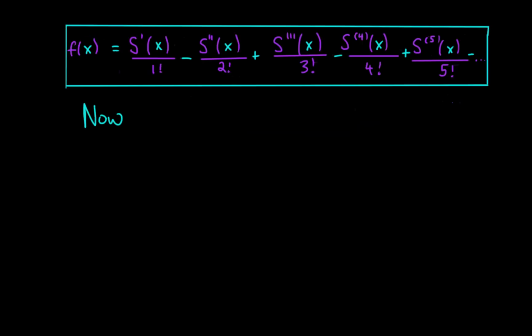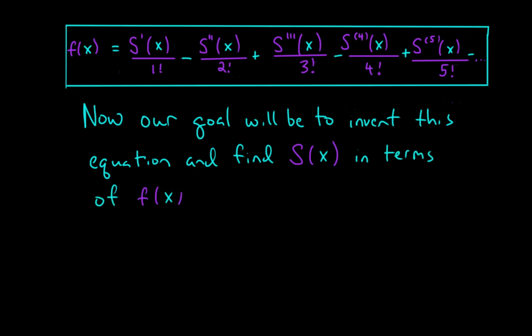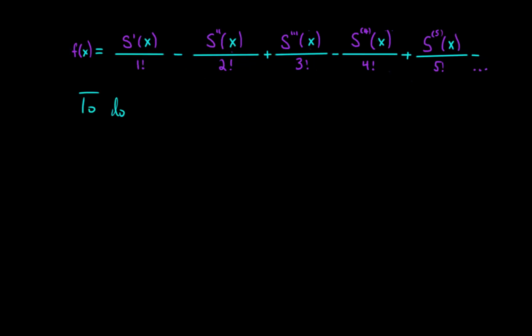Well, that equation is so important that I've put a box around it and put it at the top of the screen. And now our goal for the rest of this video is going to be to invert this equation. In other words, we're going to try to find a way to shift things around so that we have s of x on one side of the equation and only terms involving f of x on the other side of the equation. We'll be finding s of x purely in terms of f of x and its derivatives. Well, how might we go about doing that?